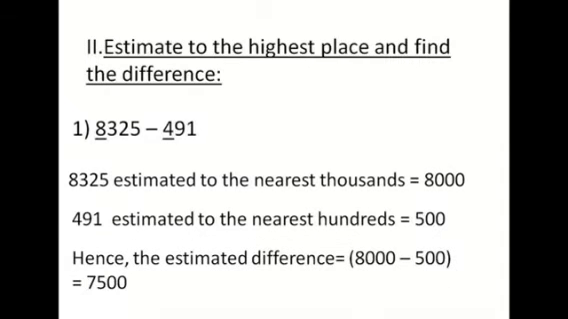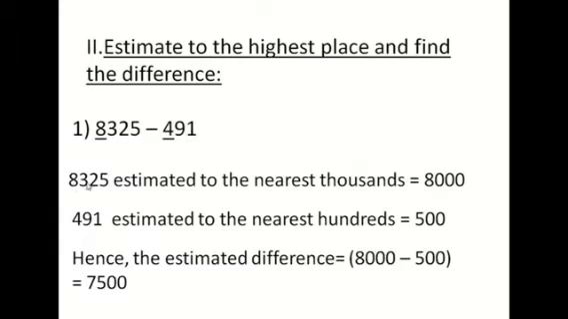Second main, estimate to the highest place and find the difference. Question number 1: 8,325 minus 491. In 8,325 the highest place is 1,000. In 491 the highest place is hundreds.